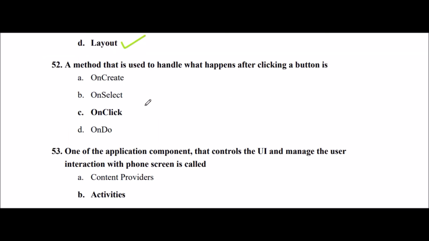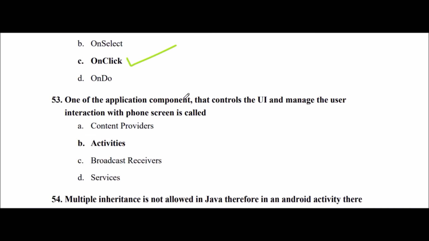Next, a method that is used to handle what happens after clicking a button is called the onClick method in your Android Studio. Next question, one of the application components that controls the UI and manages the user interaction with the phone screen is called activities. Pretty simple definition of activity. One of the application components that controls the user interface and manages the user interaction with the phone screen is called activities.